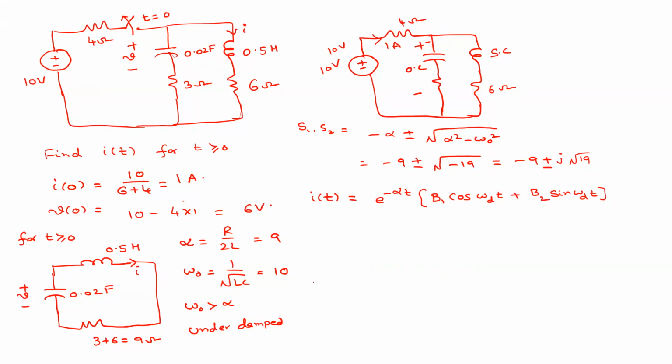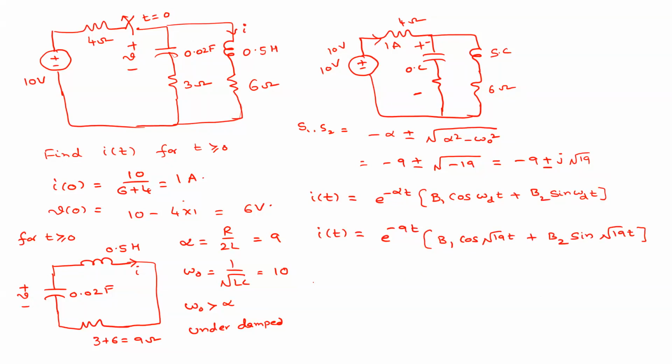All right. So now this is the solution, right? So I of t is, what is I of t? e to the power of minus 9t into B1 cos, what is the next term? Root 19 t, right? Plus B2 sine root 19t.